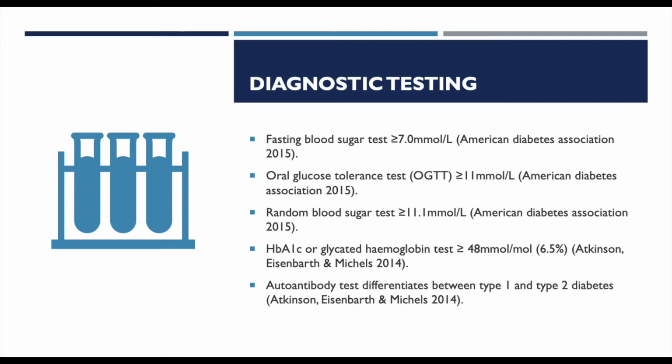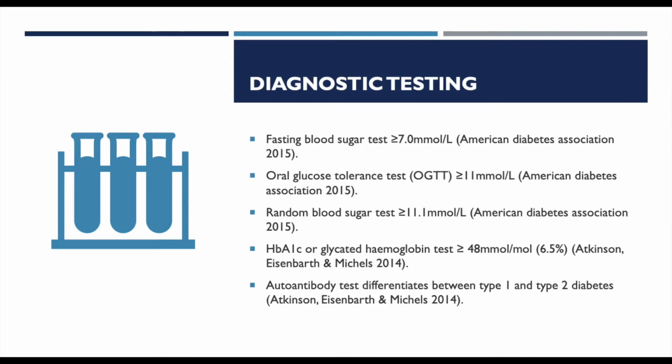Random blood sugar test. This test is done during an unspecified time. This test can be less accurate compared to the fasting and OGTT tests. Random blood glucose of 11.1 millimoles per liter is determined a diabetic diagnosis.